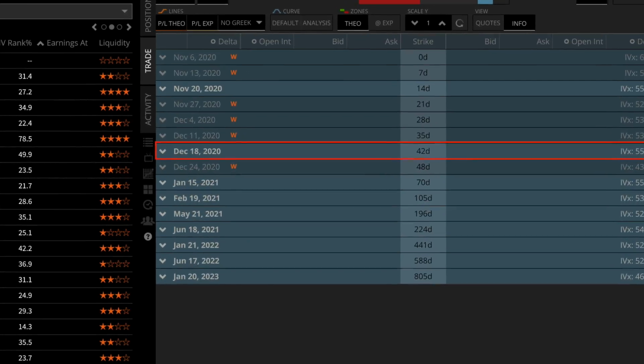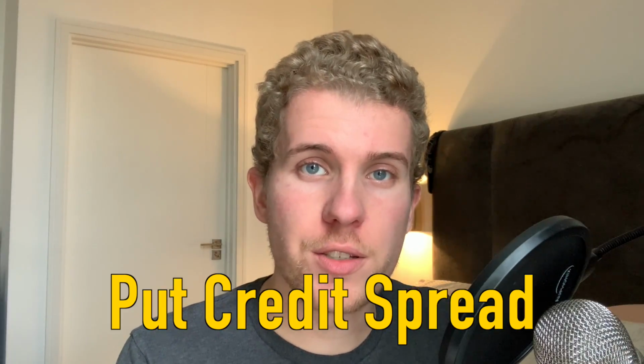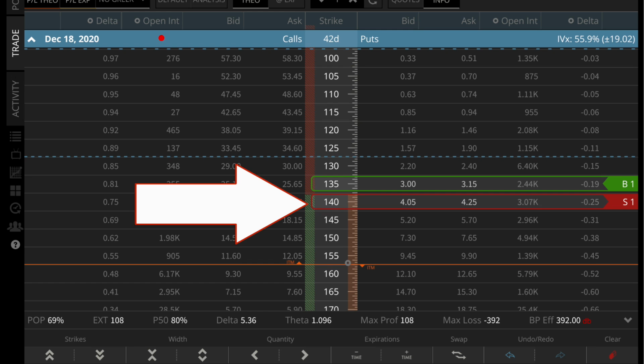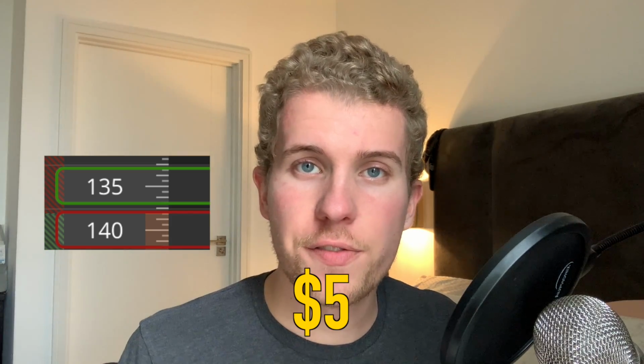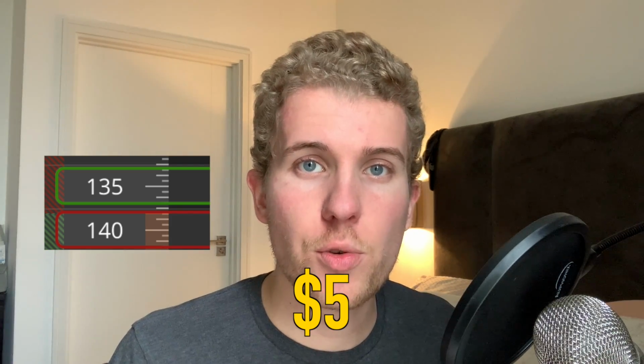So let's take some examples now so you can understand how to build some credit spreads. Let's look at British Airways for example, and let's look at the December expiration. If you were bullish on British Airways, you would have to sell a put credit spread so as to express your bullish view. To sell a put credit spread, you need to sell a put and buy a put at a lower strike. You can see here that the two strikes that I've chosen have a width of $5, meaning the difference between the two is $5.